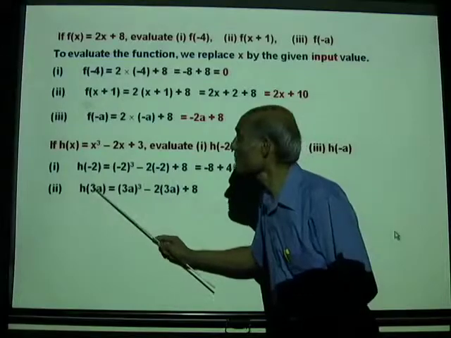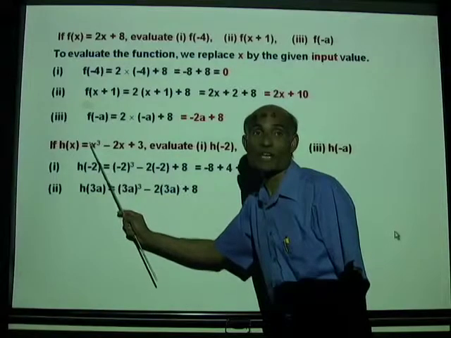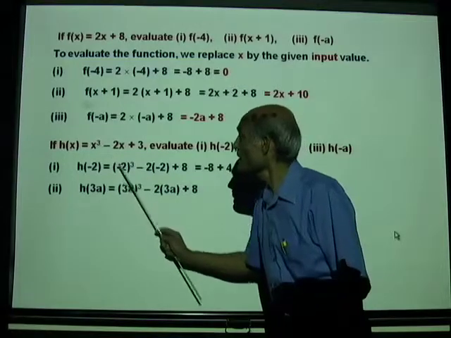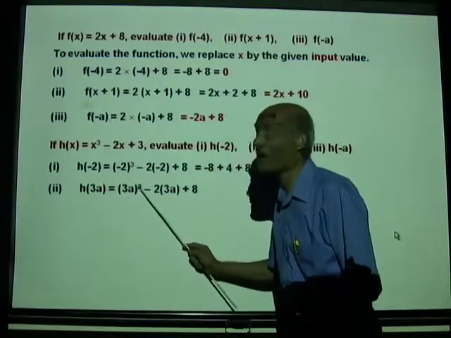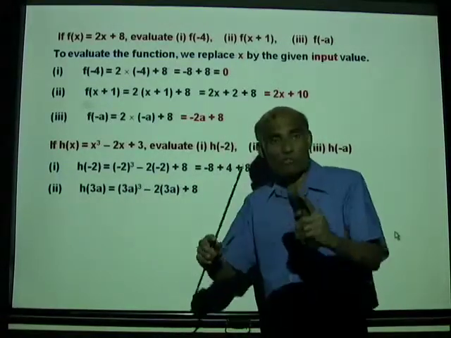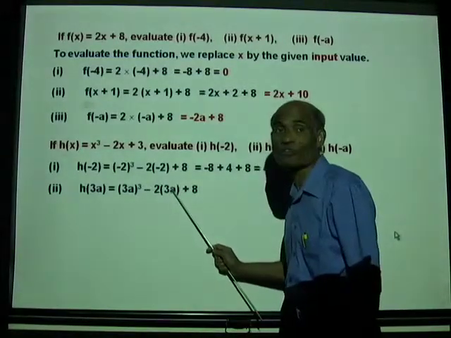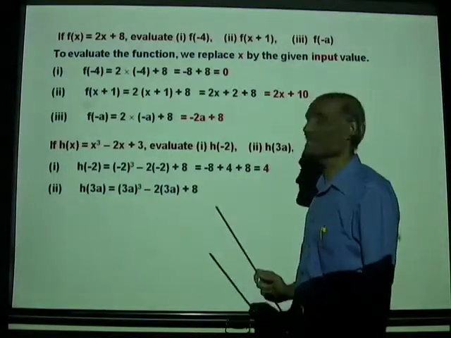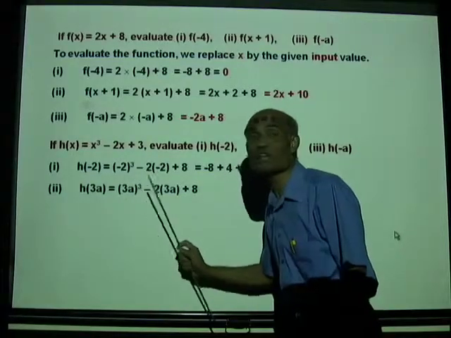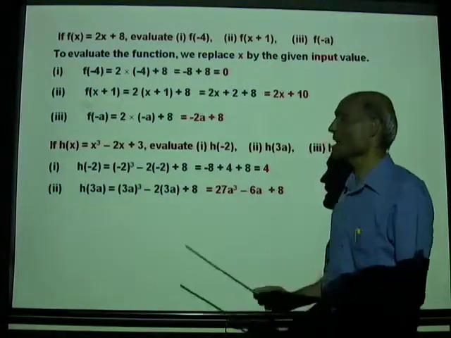How about h of 3a? It means in the original function, the input x is replaced by 3a. So what does that give you? It'll be 3a all to the power of 3. Remember that. X cubed. X is replaced by 3a. So both 3 and a are raised to the power of 3. Minus 2 times x. X is replaced by 3a plus 8. What is this? This is 3 cubed times a cubed, which is 27a cubed minus 6a plus 8.